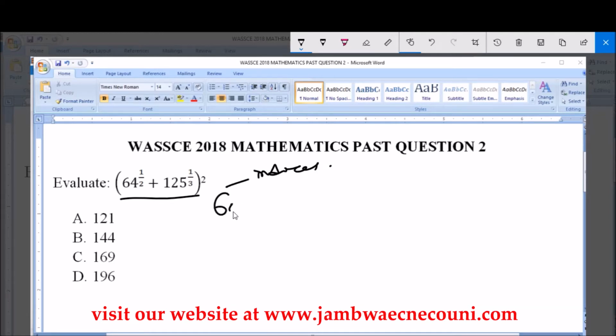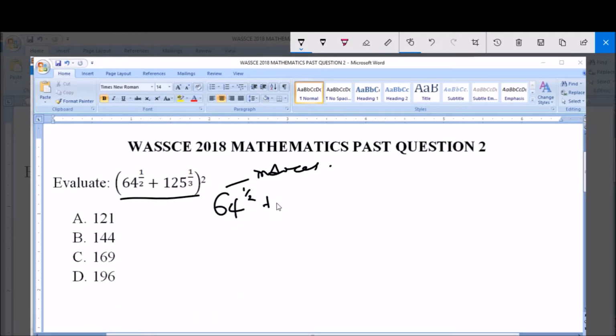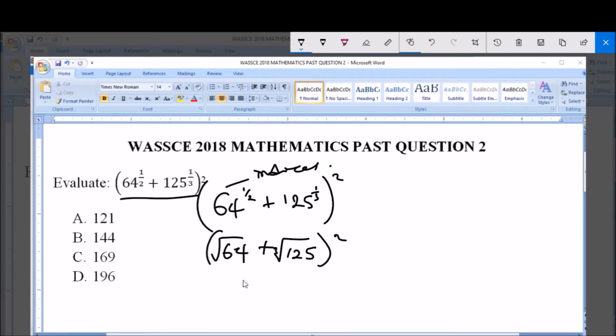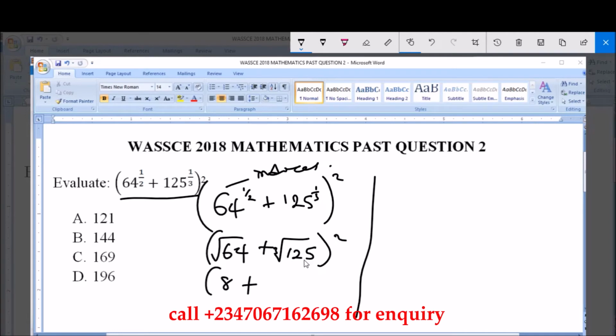We're given 64 raised to the power of 1 over 2 plus 125 raised to the power of 1 over 3, all in the brackets square. Now from indices, this 64 raised to the power of 1 over 2 is the same as saying square root of 64 plus, and this 125 raised to the power of 1 over 3 is the same as saying cube root of 125, all square. Now from here we can see root 64 is 8 plus, now cube root of 125 is equal to 5, all square.